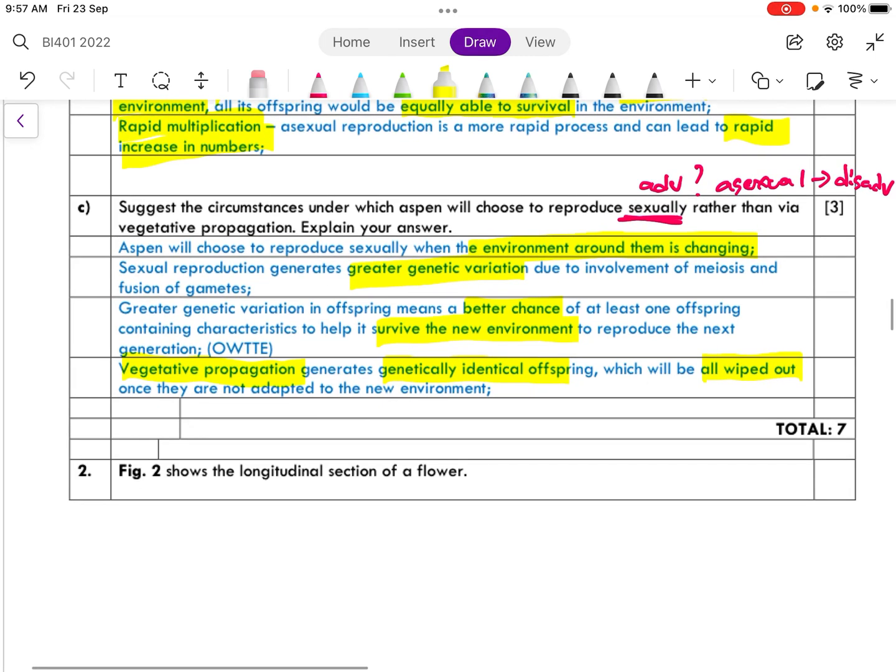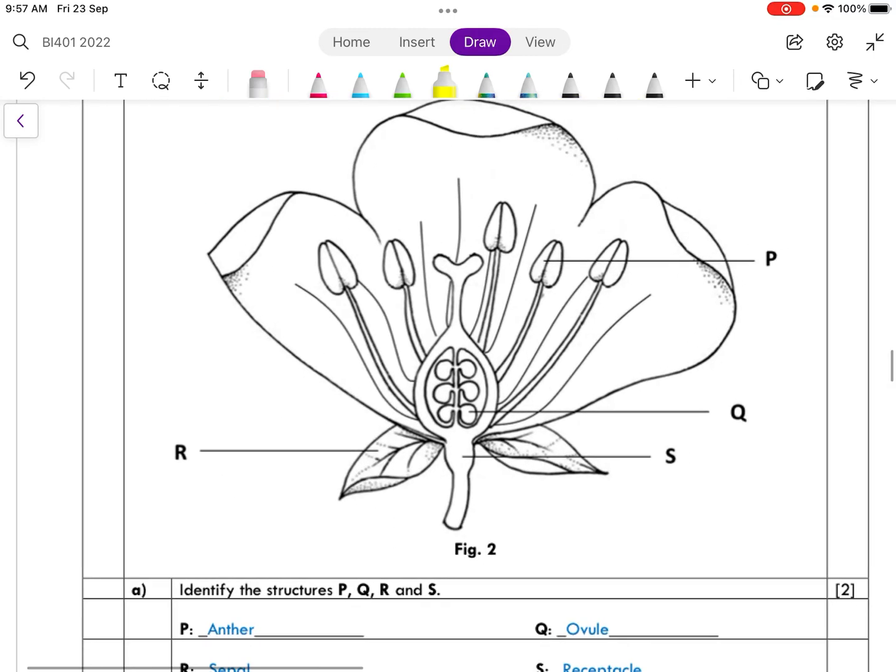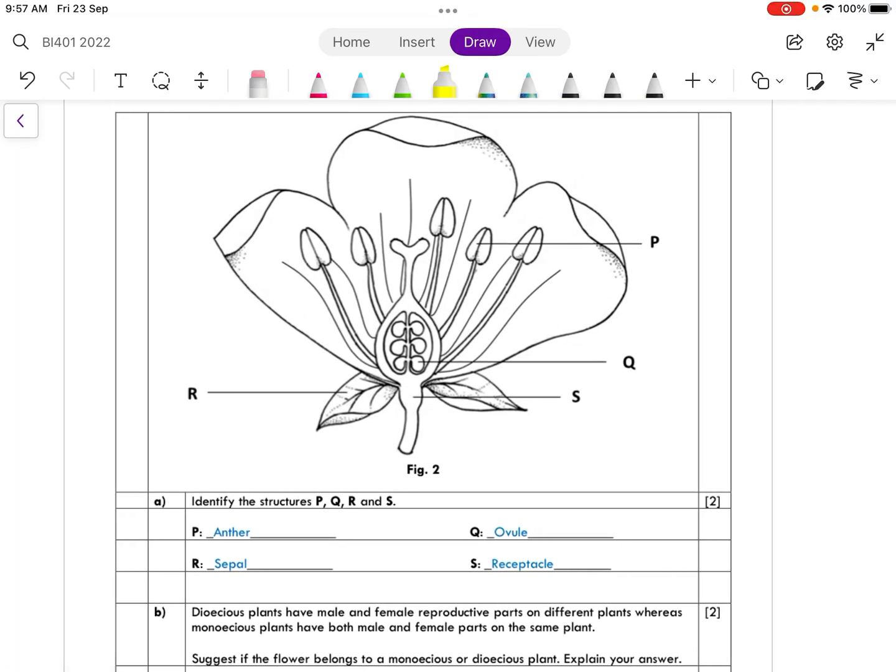Let's go to question 2. Question 2 shows you a flower, and they want you to first identify the parts. So P is the anther, Q is the ovule, S is the receptacle. Receptacle is the connective tissue over here that connects the stem of the plant to the ovary of the flower. Ovary meaning this part over here. R is the sepal. Sepals are these leaves over here.